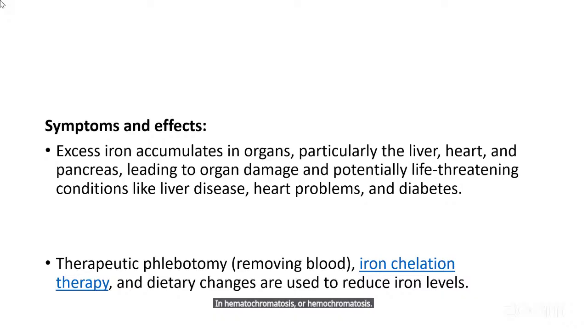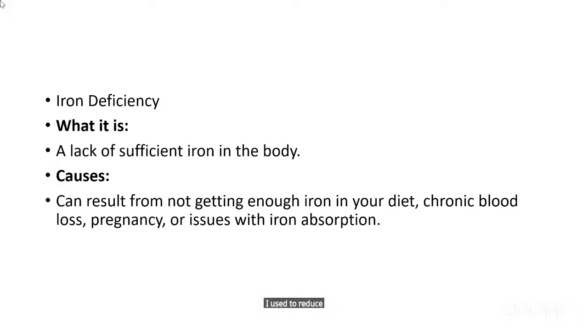Now, symptoms and effects. Excess iron accumulates in organs, particularly the liver, heart, and pancreas, leading to organ damage and potentially life-threatening conditions like liver disease, heart problems, and diabetes. Therapeutic phlebotomy, that is removing blood, iron chelation therapy, and dietary changes are used to reduce iron levels. Let me say that again: therapeutic phlebotomy, iron chelation therapy, and dietary changes are used to reduce iron levels.